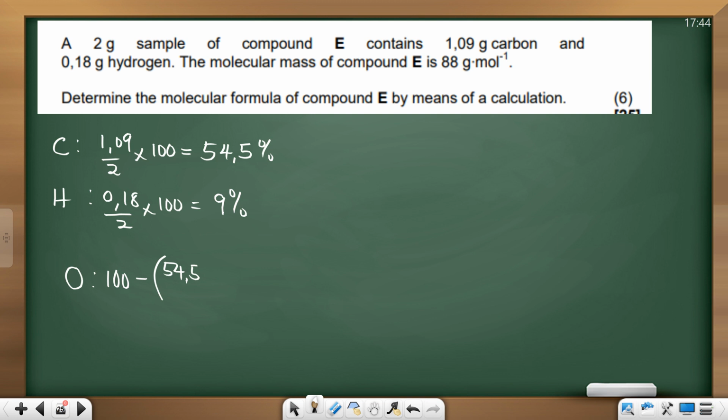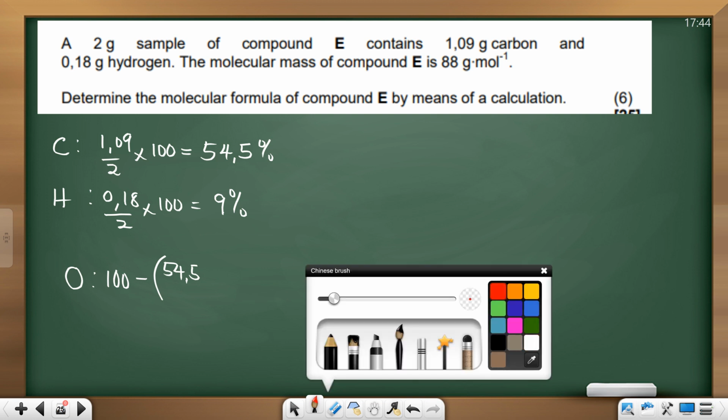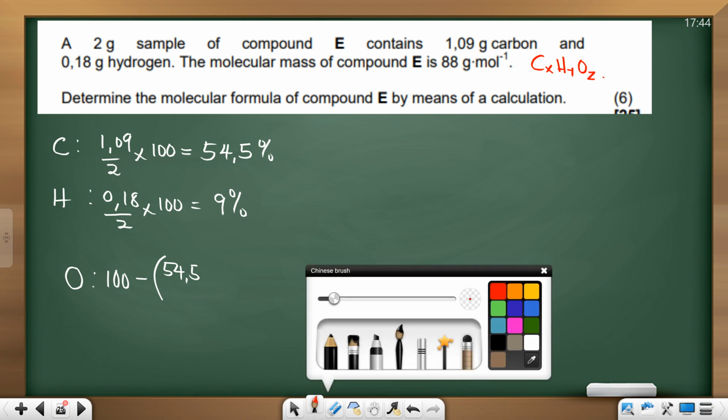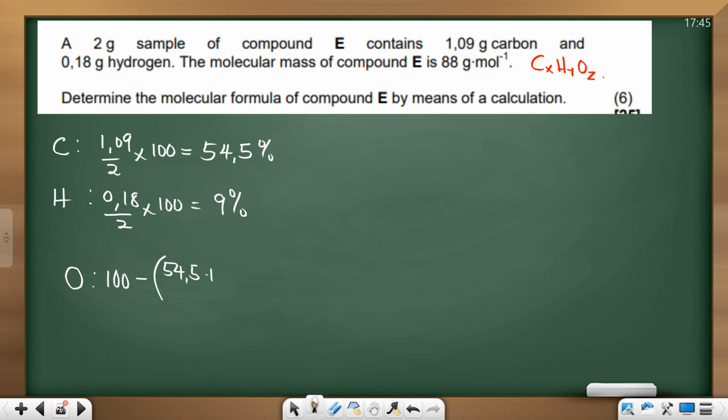That compound E actually looks like this: CX, HY, OZ. Is that okay? So oxygen would have been 54.5 plus 9. Is that making sense? Because it's a percentage, we add those together. Give me that percentage. I'll show you another way of calculating oxygen.